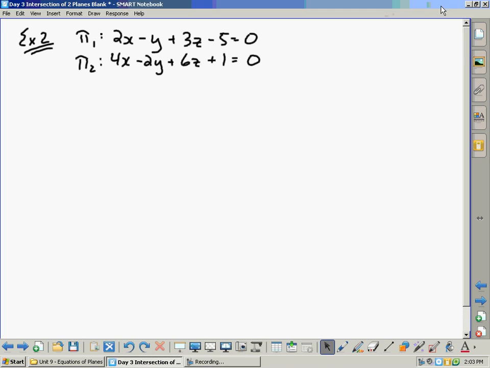Okay, so now let's look at a second example. In plane 1, the equation is 2x minus y plus 3z minus 5 equals 0. And plane 2 is 4x minus 2y plus 6z plus 1 equals 0. Again, don't forget our first step. We're going to check to see if they're parallel. If they're parallel, it's going to save us a lot of time. So we do that by checking their normals.